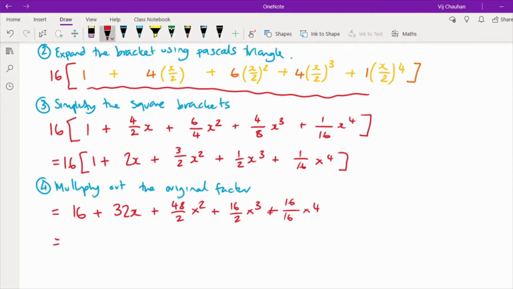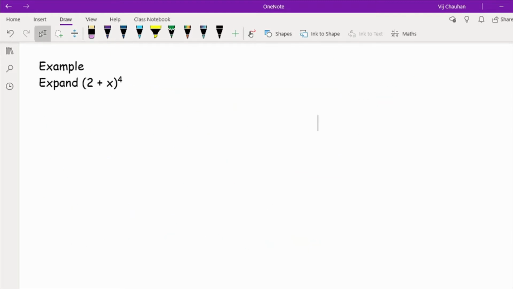However, I could have easily jumped to this stage depending on how comfortable you are with your multiplying and dividing. So here I've got 16 plus 32x plus 24x squared plus 8x cubed plus x to the power of 4, and there is my expansion.